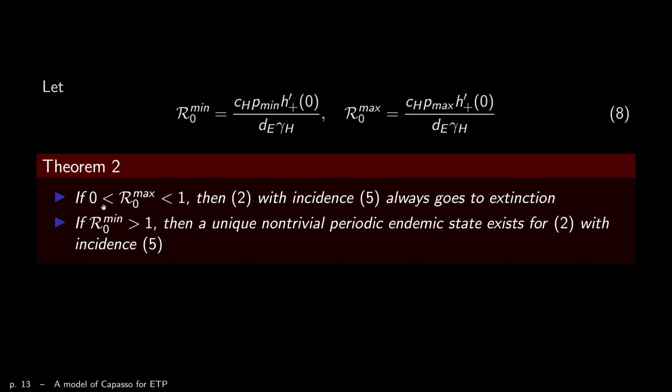So what we have is, as indicated, if R0 max is between 0 and 1, then the model always goes to extinction. So the disease-free equilibrium is globally stable. But if this condition is satisfied, I think, as I said, then there's a unique, non-trivial, periodic endemic state. Okay, so we have a periodic forcing of a function. What we observe as an output is something that is also periodic.